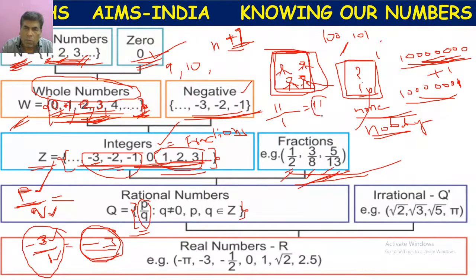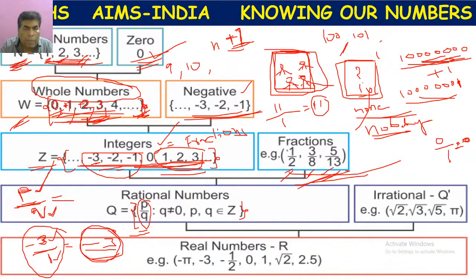So 11 also is an example of a fraction. Even 0 also: 0 by 1 is equal to 0. So all integers can be written in the form of fractions.